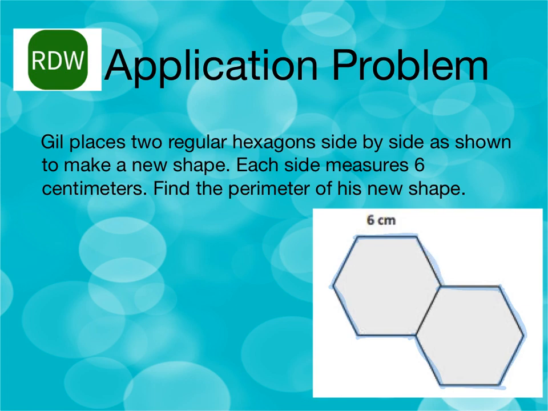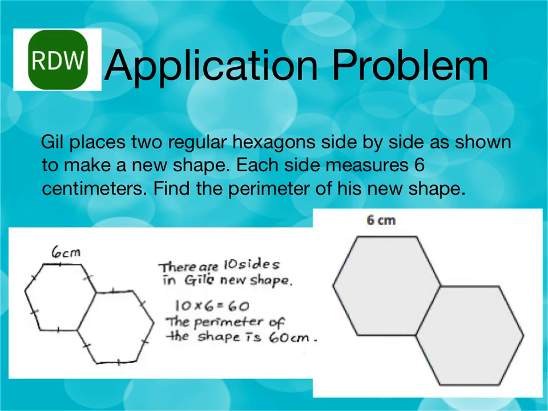6. So remember, my perimeter is the distance around the outside of my shape. So I know that each side length is 6 centimeters, so I could either do repeated addition to figure out my perimeter, or I could use multiplication. Go ahead and find the perimeter of Gil's new shape. So you can see here that there are 10 sides on Gil's new shape. So I could use multiplication to figure out my perimeter. 10 sides times 6 centimeters on each side gives me a perimeter of 60 centimeters.